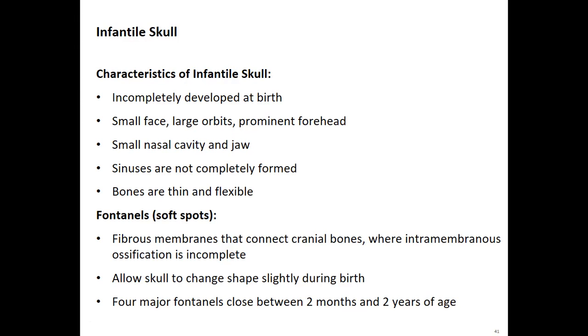There are four major fontanelles in the skull that close between the ages of 2 months and 2 years. The fontanelles are different sizes and in different locations throughout the head. Starting as early as 2 months, those fontanelles will start to close. By the time the baby is 2 years old, a toddler, all of the fontanelles should have closed by then.